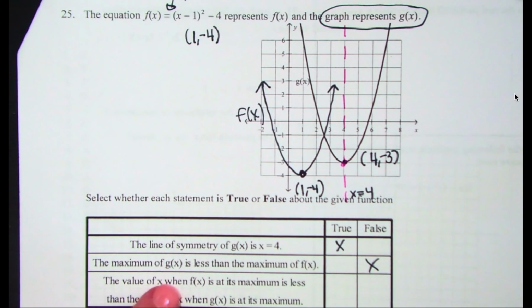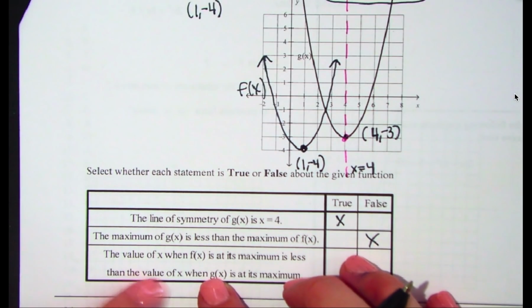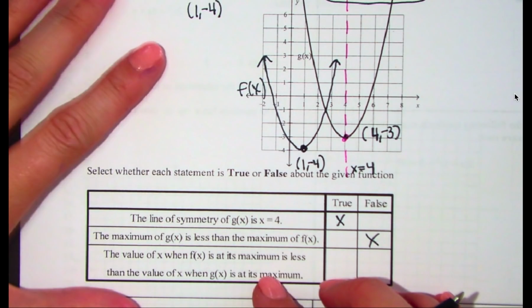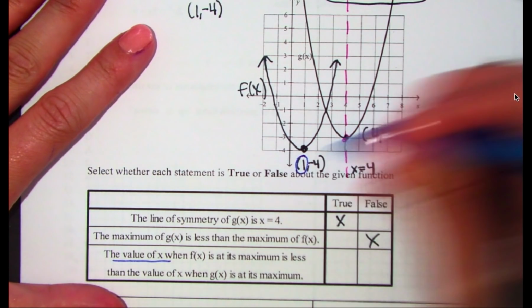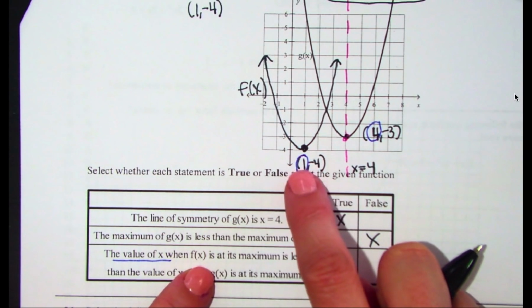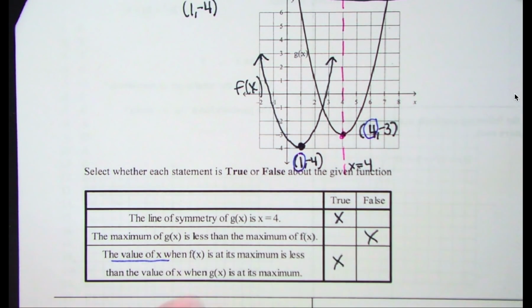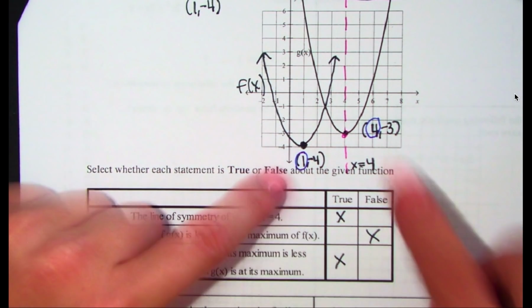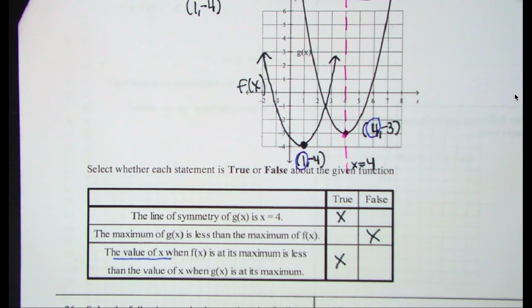And then they ask us the value of x when f of x is at its minimum. They meant to say minimum again, you guys. Is less than the value of x of g of x when it's at its minimum. So what we're now looking at are the values of x in the vertex. So we're looking at 1 and 4. So the value of x, f of x, is less. So it is less than the 4. So this is true. So again, these questions are just asking us to kind of look at the vertices and compare the vertex for each of those.